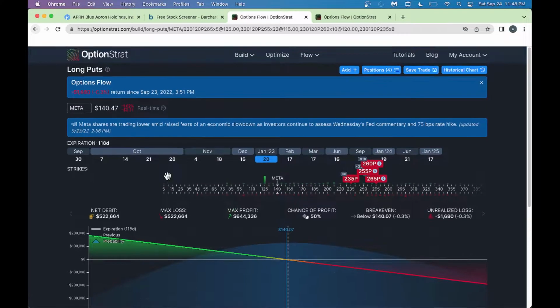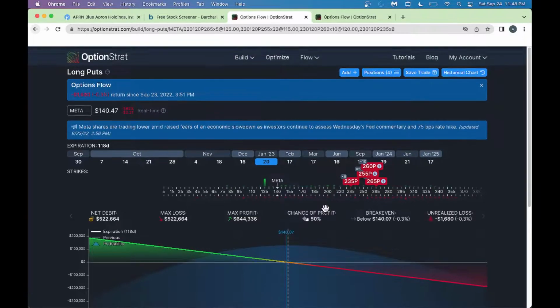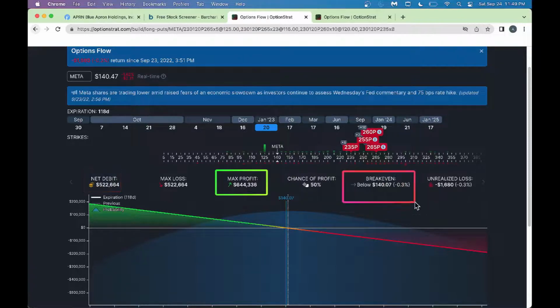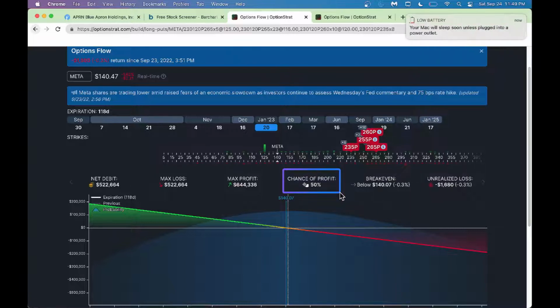Big bet here on Meta, that Meta will go down. Look at the amount of premium they're receiving here, huge amount of premium. Look, it's actually a net debit play. They're actually paying money and buying this put option. And if their bet works out here, their max profit is 644, and their break-even point is 140. And there's a 50-50 chance they will make money here, because look, it's a very close bet. Looks like some deep-pocketed player putting some money, betting Meta will go down.